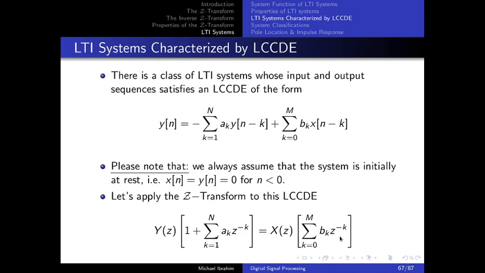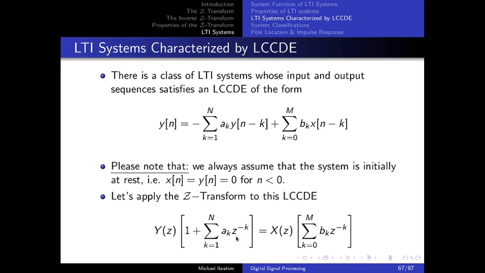And if you take a look at this equation, this summation, if you expand it, is b0 plus b1 z to the minus 1 plus b2 z to the minus 2 plus b3 z to the minus 3. It's a polynomial in z to the minus 1, a polynomial of degree m. And this term is 1 plus, and if you expand this summation, a1 z to the minus 1 plus a2 z to the minus 2 plus a3 z to the minus 3. It's another polynomial in z to the minus 1.